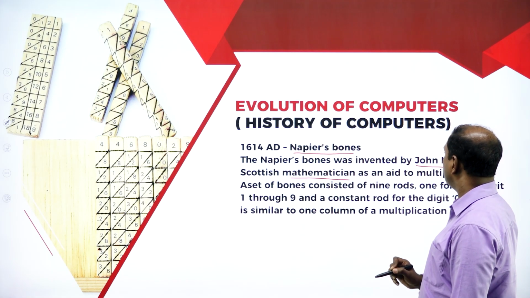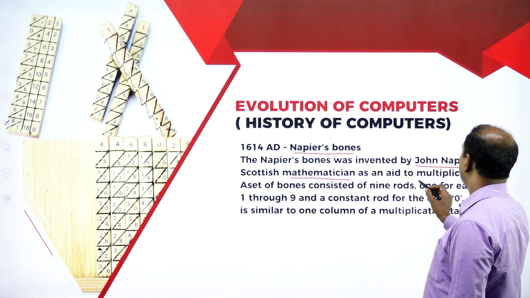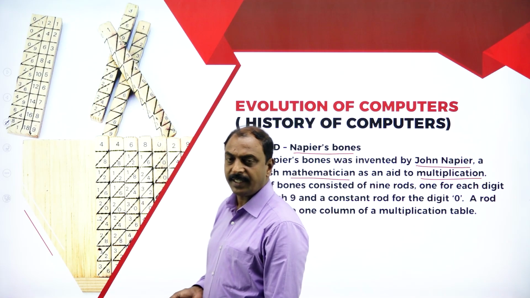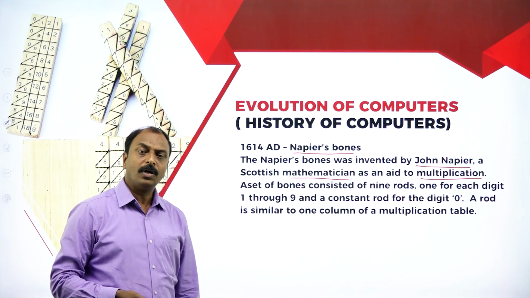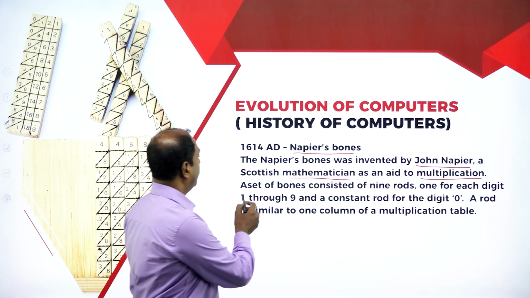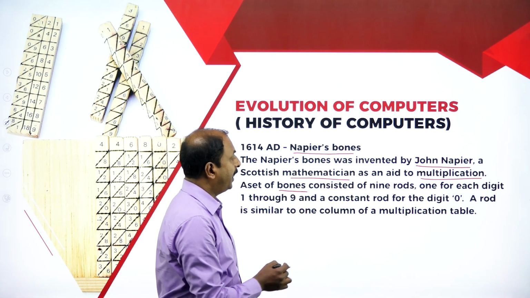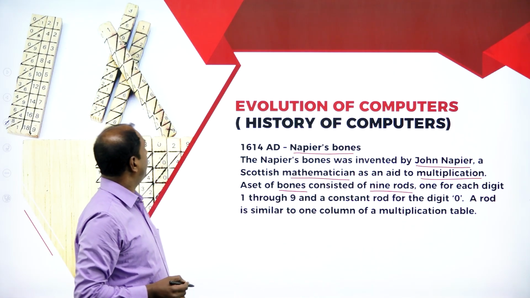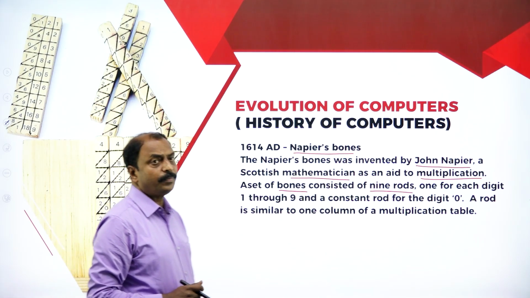And why is it called bones? It is an aid for multiplication. He developed this device for the multiplication of numbers. And what does it consist of? A set of bones, and these consist of 9 rods. Here, you can see the picture.